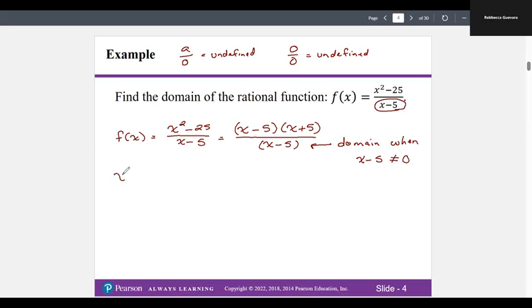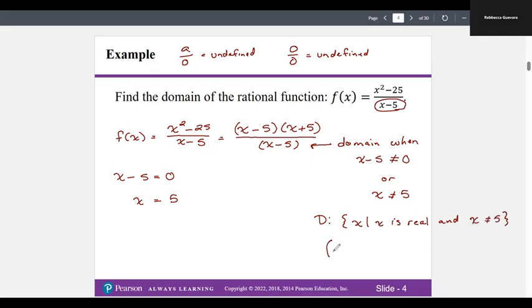So when is it 0? x minus 5 is 0 as long as x is equal to 5. So the domain is when x minus 5 is not equal to 0, or when x itself is not equal to 5, because that is when x minus 5 is equal to 0. We wrote our domain two different ways. We say x such that x is real and x is simply not 5.